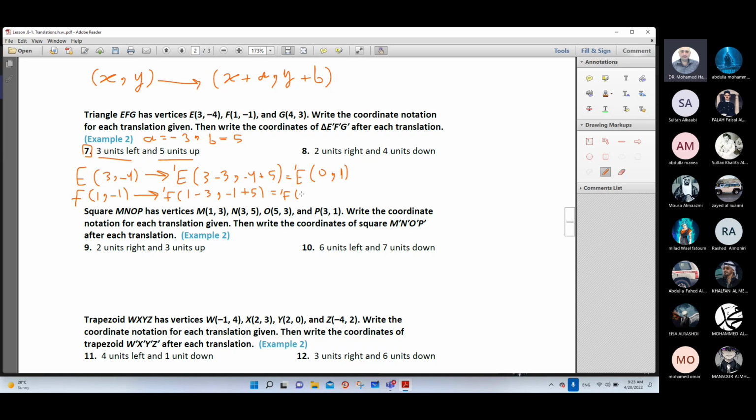One minus three will be minus 2. And minus 1 plus 5 will be 4. And the third vertex, G, 4, 3. Translations will be X means 4 plus A, A means minus 3. Y will be 3 plus B means plus 5.